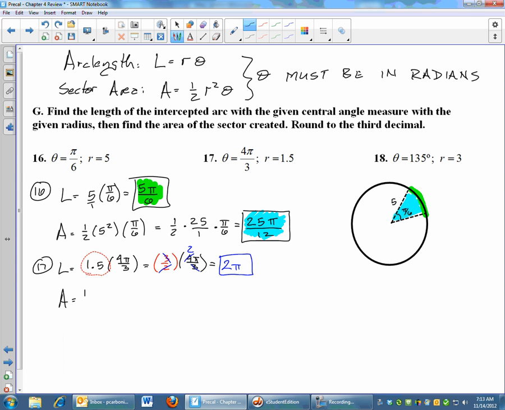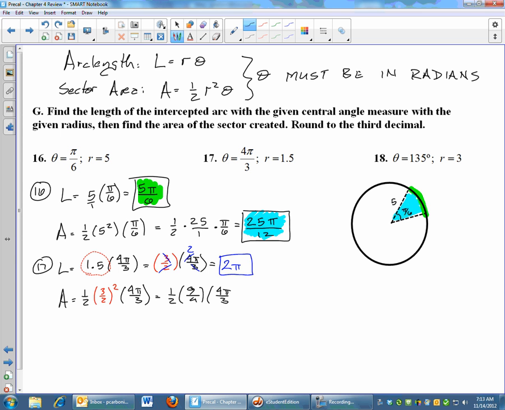is going to be 1/2 of my radius, which again I'm going to use as 3 over 2 instead of 1.5, squared, times theta, which is 4 pi over 3. And then we'll clean that up. So that's 1/2. You remember to do the exponents first. Please do not multiply before you do the exponent. 3 squared is 9, 2 squared is 4, and then 4 pi over 3.